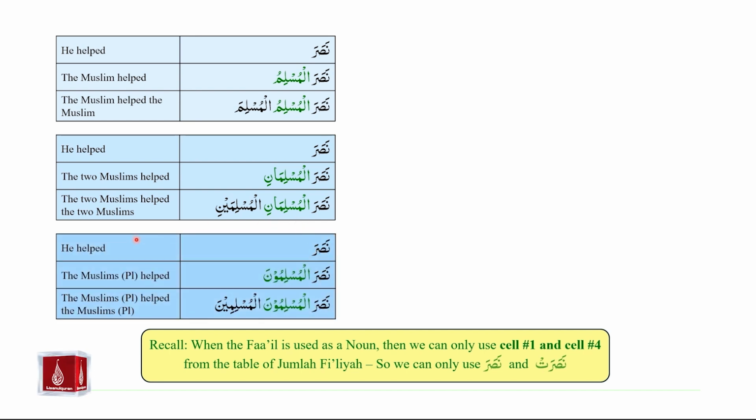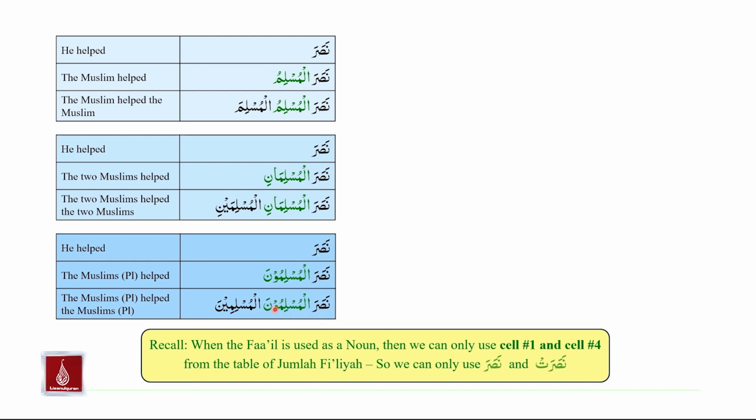Nasara, he helped. Nasara al-Muslimuna. Please notice the una ending sound that indicates masculine non-broken plural, and it also indicates the marfu form. Al-Muslimuna is fa'il. Nasara al-Muslimuna, the Muslims helped, referring to the plural number.